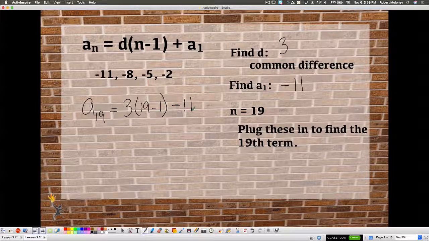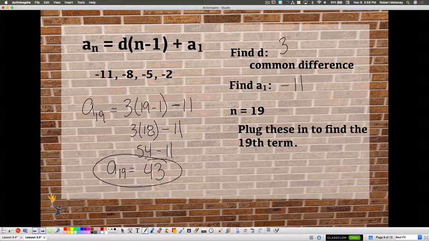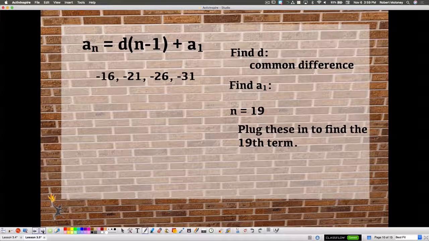So now I'm going to do the math. 3 times 18 minus 11. So 3 times 18, again, we figured out earlier it was 54. 54 minus 11 leads us to 43. So we'd say the 19th term in the sequence is 43. All right, your turn. You try this whole problem, and then you can check your answer when we're done.